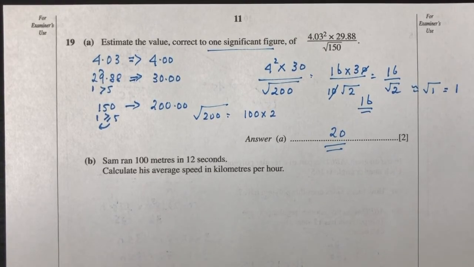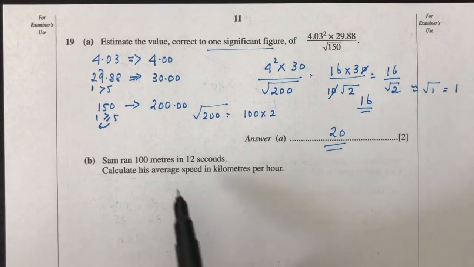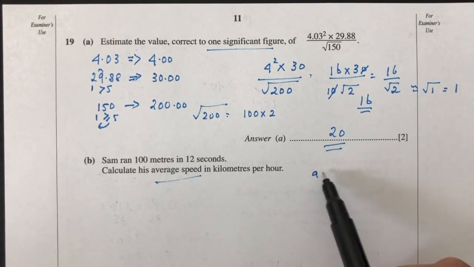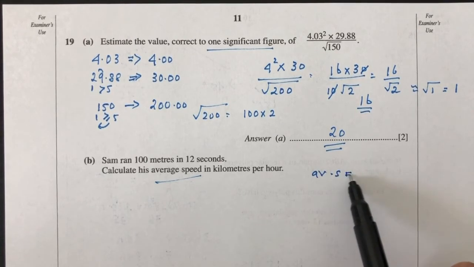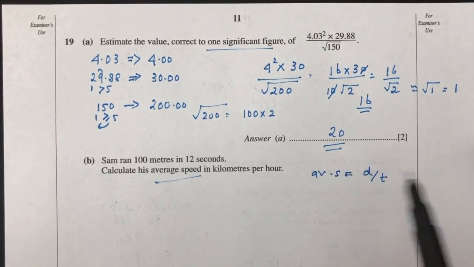That will be part A. Now we have part B. Sam ran 100 meters in 12 seconds. Calculate his average speed in kilometers per hour. So let's do that. So here, what do we have as the formula? Average speed is equal to distance over time.